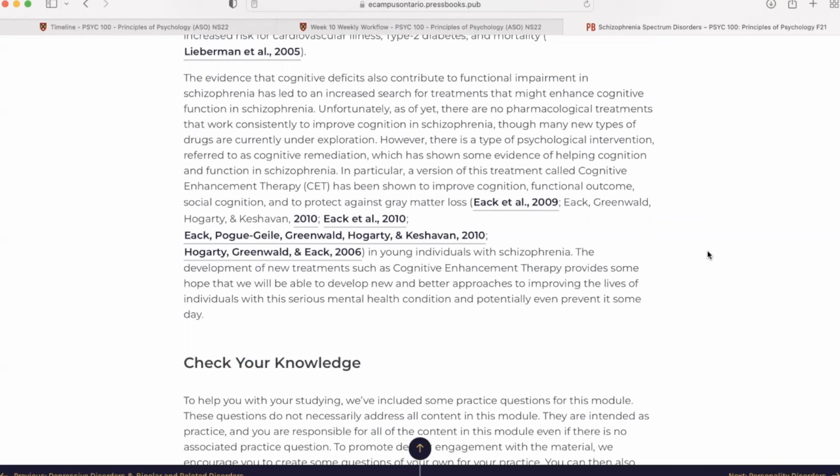The development of new treatments, such as cognitive enhancement therapy, provides some hope that we'll be able to develop new and better approaches to improving the lives of individuals with this serious mental health condition and potentially even prevent it someday. Well, wouldn't that be a dream come true, right? If we could prevent schizophrenia, psychosis. And I'm sure, like me, you have seen people wandering the streets talking to themselves or talking to their imaginary friend, maybe, I don't know. But it sounds like we are on a path for redemption along the way, which is so nice.